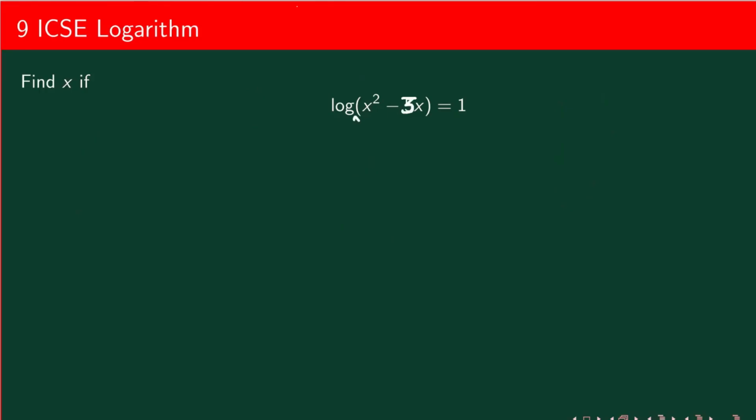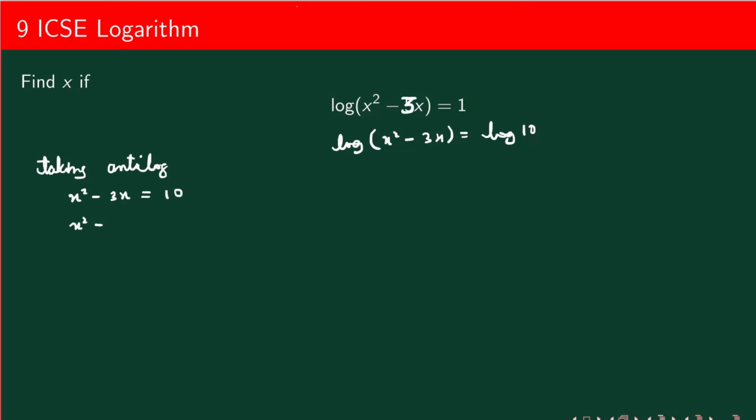Okay, so when we don't have any base given, we take that base as 10. So I'm going to write this as log x square minus 3x as log of 10. Again, taking antilog. So what do we get is x square minus 3x as 10. So x square minus 3x minus 10 is 0. So the product is minus 10 and the sum is minus 3.